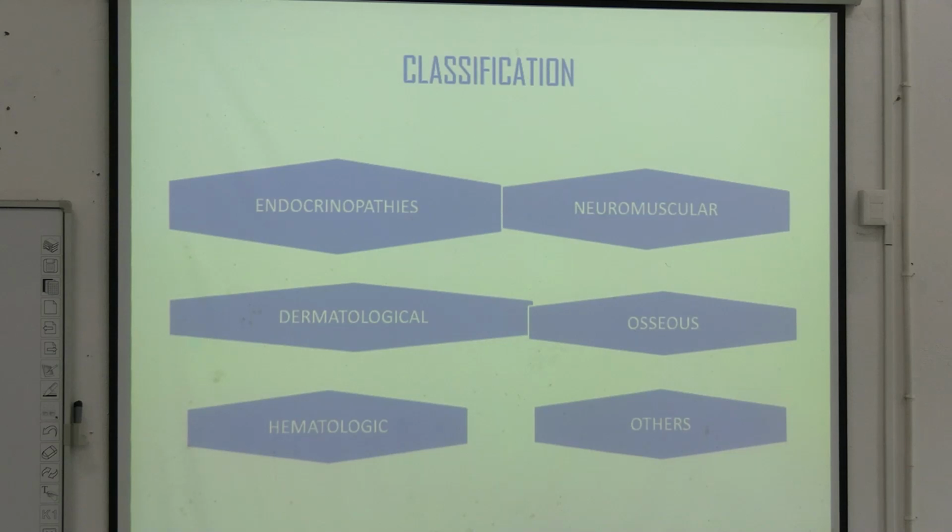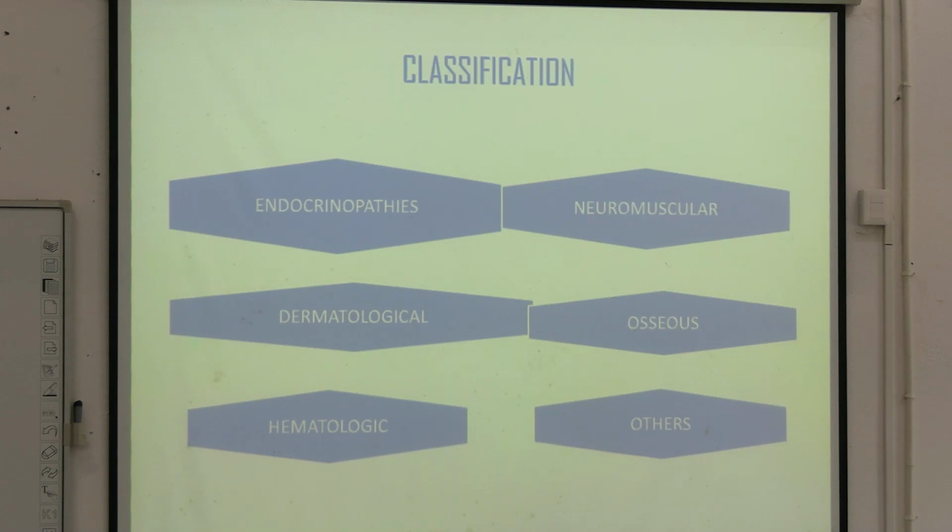Then neuromuscular: dermatomyositis, myasthenia gravis-like syndrome. Dermatological means affecting the skin. Acanthosis nigricans is an example. I won't go into those details, I'll just show you the names of the tumors. Osseous means affecting the bones and joints. Hematologic, associated with blood, and others. Okay. So remember the endocrinopathies. The endocrinopathies are very important.